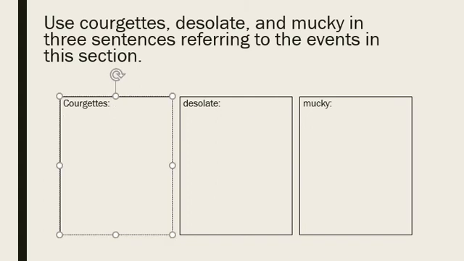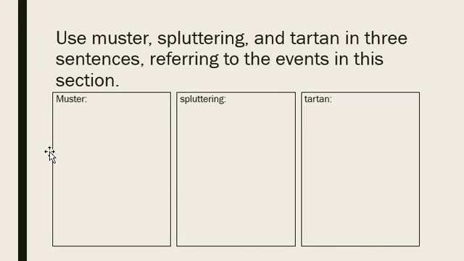Use these words in sentences referring to the events that happen in this section. So for example, for this chapter, he talks about corrugates as part of his remembering the vegetable stalls in Berlin. Desolate, that's pretty much how the new house feels, and that sort of thing. And you do the same thing on the next slide with mucky, spluttering, and tartan.